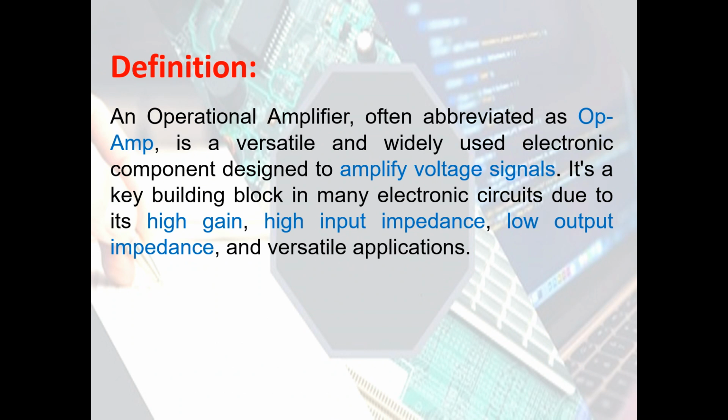In summary, an ideal op-amp for voltage signal amplification would have high gain to provide significant amplification, high input impedance to avoid loading the input signal source, and low output impedance to drive external loads effectively. These characteristics make op-amps versatile and suitable for various applications in electronics such as in signal conditioning, audio amplification, and instrumentation circuits.